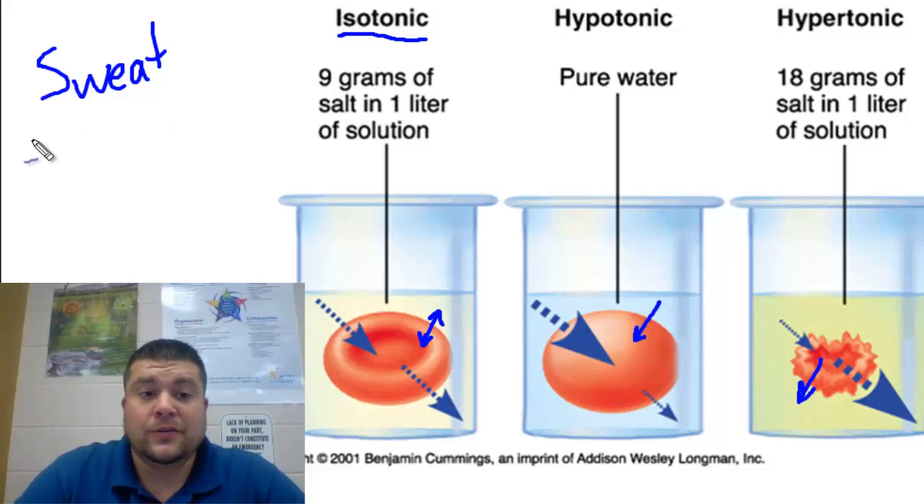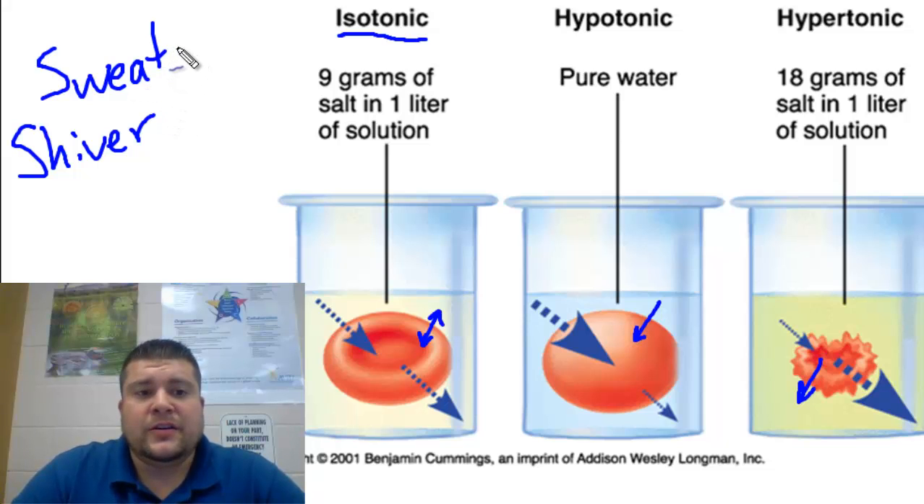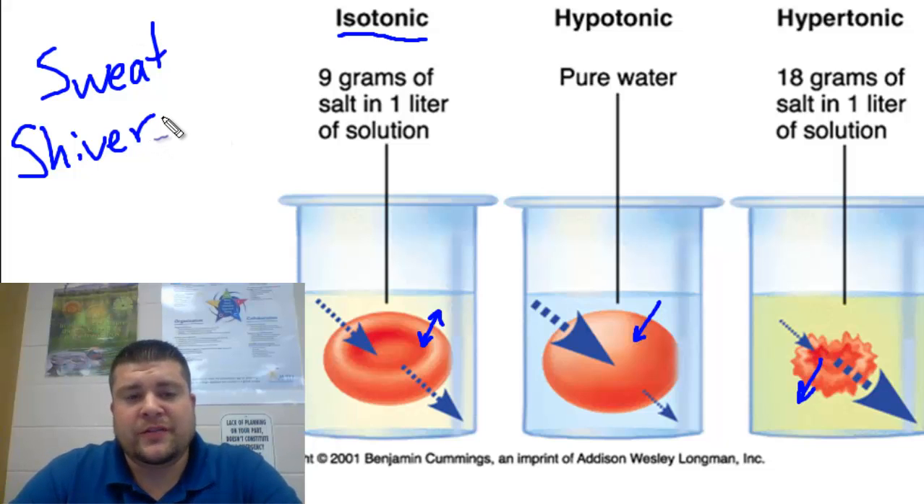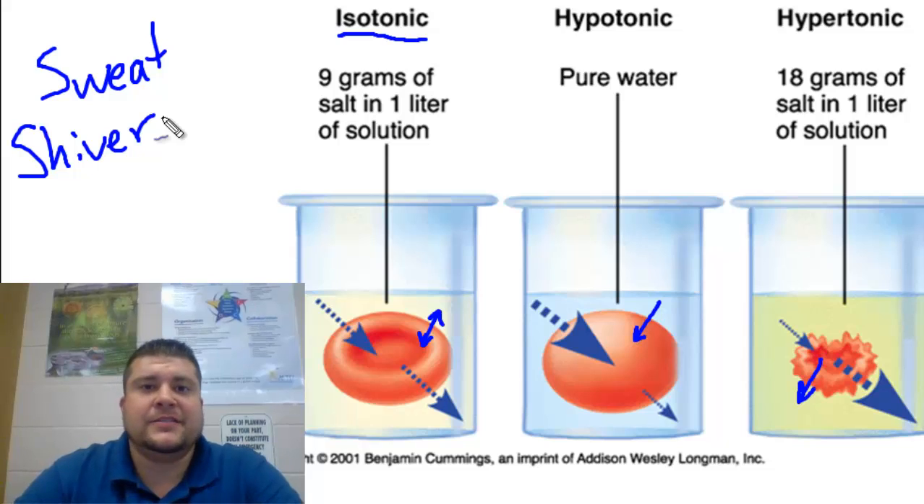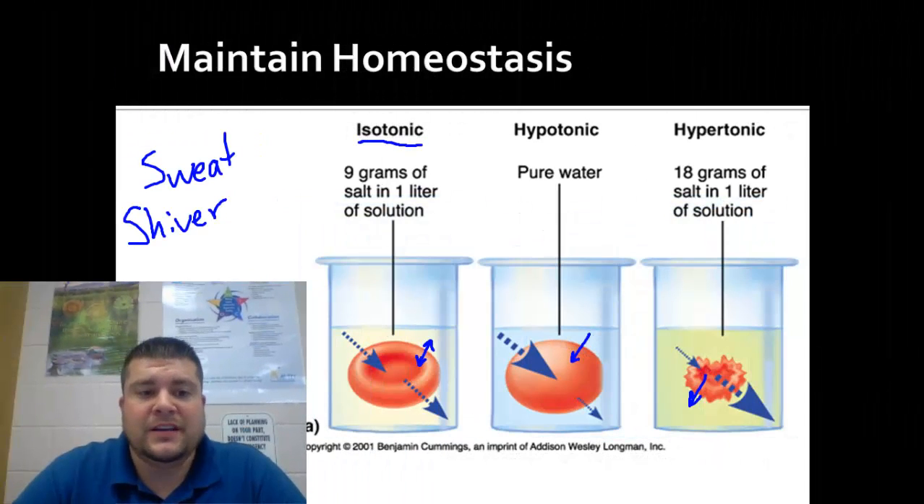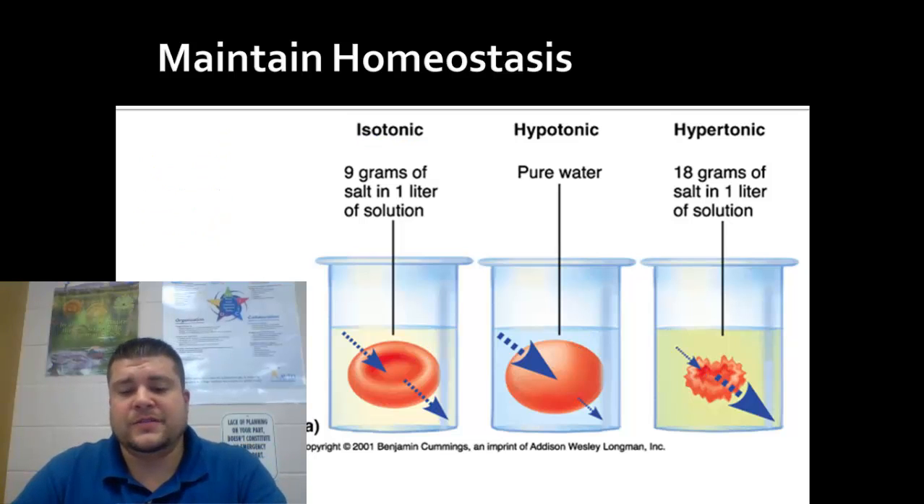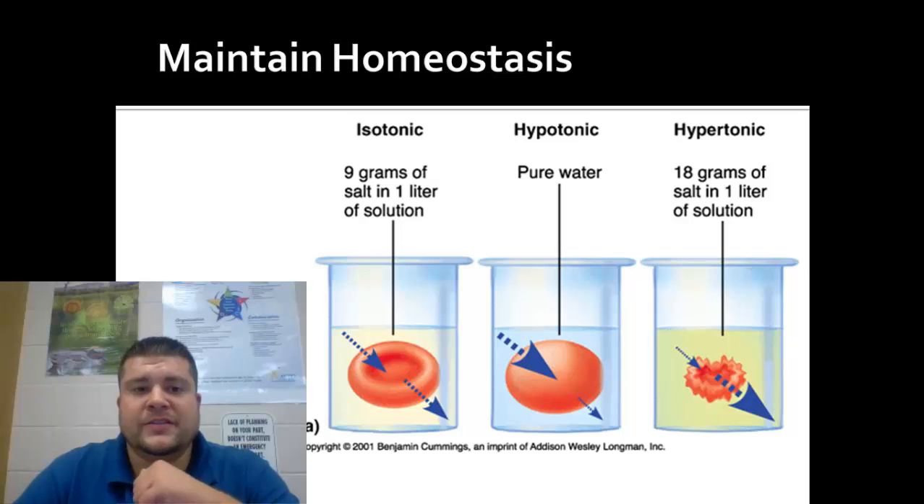And if it's too cold, what do you do? You shiver. Well, when you sweat, you're releasing water to cool off your body. When you shiver, you're shaking, and so you shake uncontrollably to fire those muscles and to create energy in the form of heat. Dogs do this when they pant, and many other organisms have different ways of maintaining homeostasis.